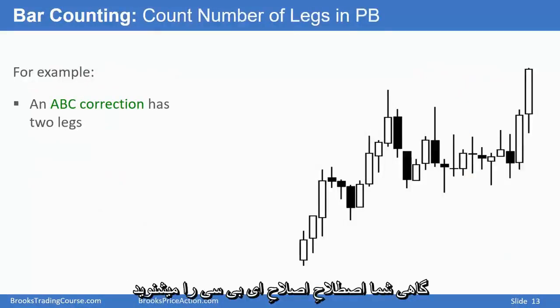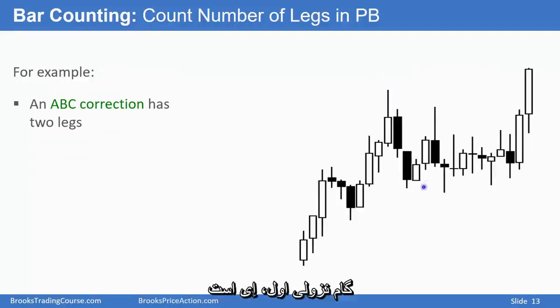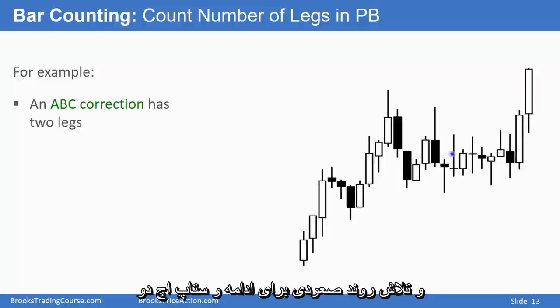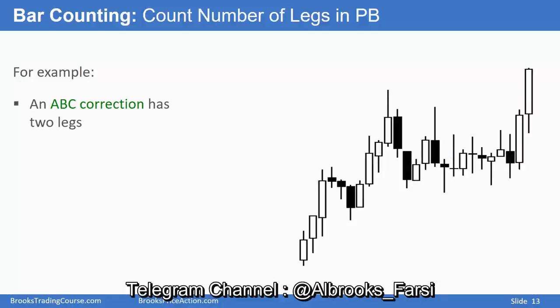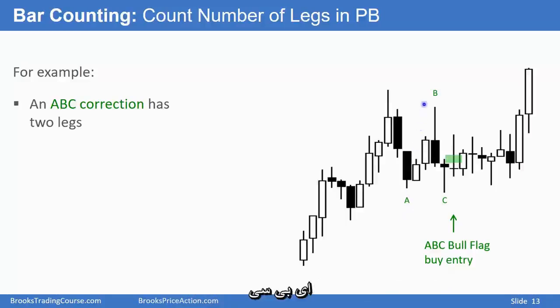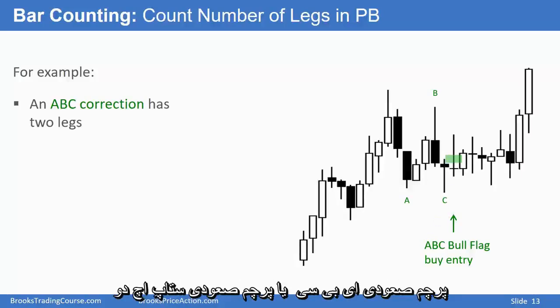Sometimes you hear the expression an ABC correction. Here's the A, first leg down is the A. The pullback from the first leg down is the B, and here's the C. And to me, that's a high 2 bull flag. So we have a high 1, bear trend resumed, and then the bull trend tried to resume again, a high 2. So it's a buy setup. A, B, C, buy above the high of the C bar, which is a high 2 bull flag or an ABC bull flag.